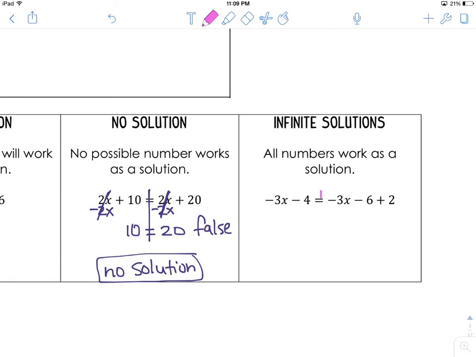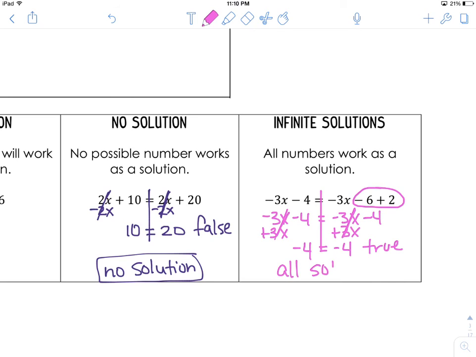So let's look at this one. We have like terms that you can combine. So negative 6 plus 2 is negative 4. Need letters to the left. Negative 3x plus 3x is 0, which leaves you negative 4 equals negative 4. This is a true statement, which means it's infinitely many solutions, or sometimes we just say all solutions.